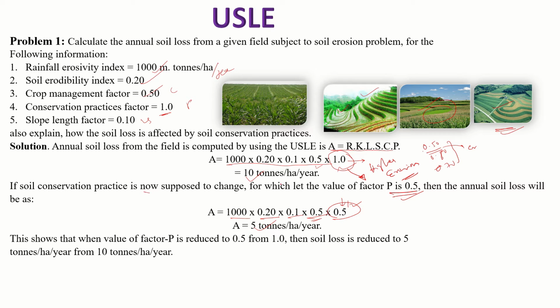This means that when the value of P is reduced from 1 to 0.5, the soil loss is reduced from 10 tons per hectare to 5 tons per hectare. The conservation practice plays a major role in erosion control.